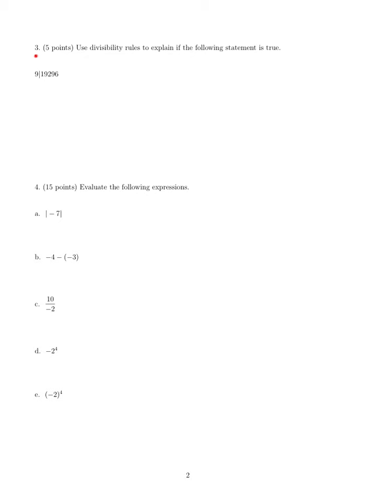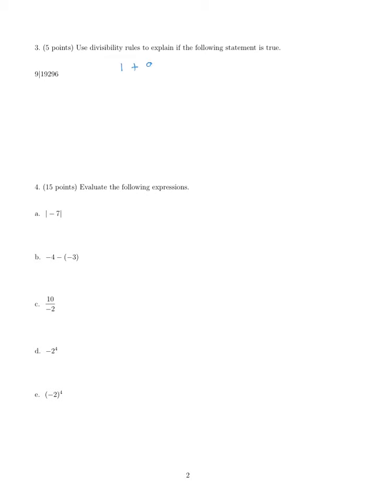Question 3 is another divisibility test. Does 9 divide 19,296? So here, this is supposed to be, does 9 divide into this integer? Now, what is the rule for divisibility by 9? If 9 divides the sum of the digits, then 9 divides the actual number itself. So I'll take the non-zero digits of 19,296, add them up, and see what we get.